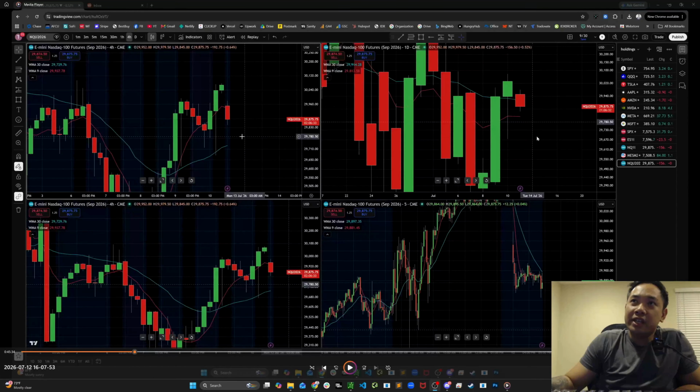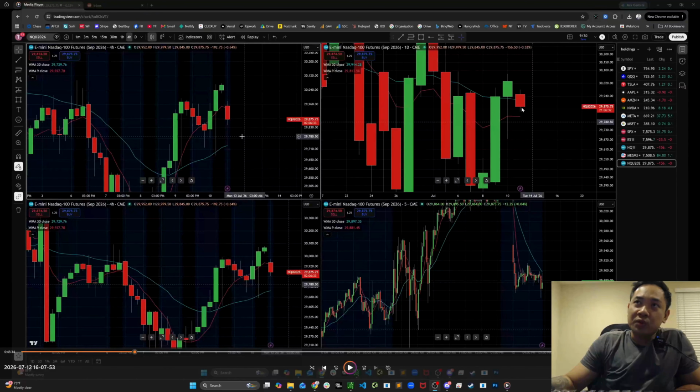So looking at the daily right here, you can see that it opened up with a red candle all the way down, and now it's trading between the 30 and the 9 moving average. The 9 is the red, and then the 30 is the blue. So my overall bias is bearish, also based off of this candle too.